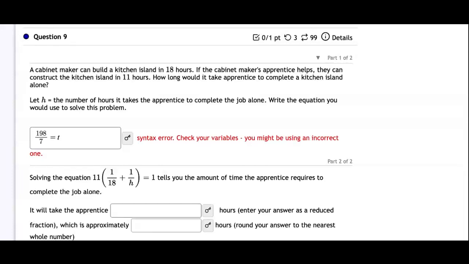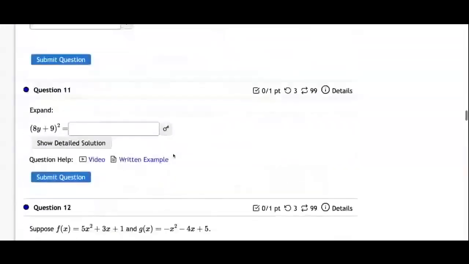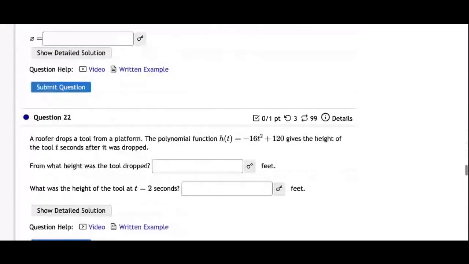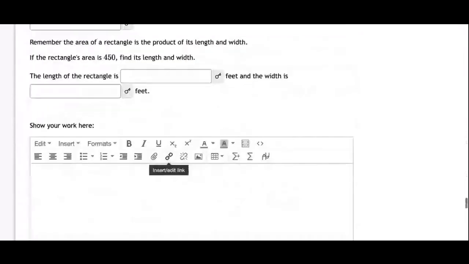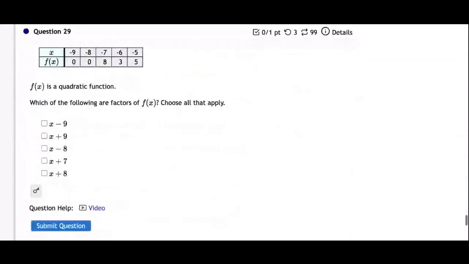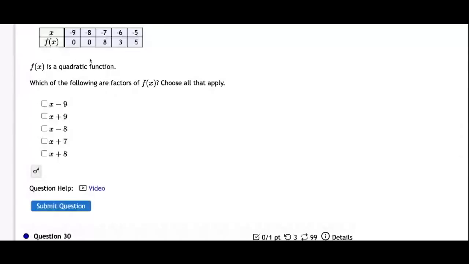Okay, now let's go to 29. We're given a function with table values. So f of -9 is 0, f of -8 is 0, f of -7 is 8, f of -6 is 3, f of -5 is 5. Give this 5 points. And we are told it's a quadratic function.